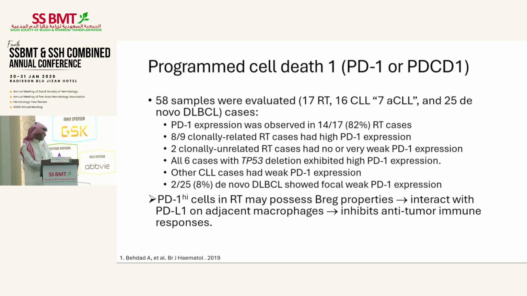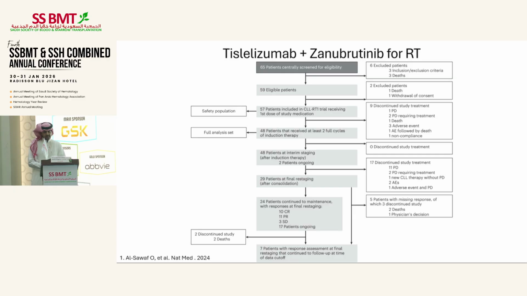So their theory here is that maybe Richter transformation cells behave like B regulatory cells, which do upregulate PD-1, and this is how they can evade anti-tumor immune response by interacting with macrophages that would express the ligand for PD-1. With this, people got excited and they did a study. So this is a study that was sponsored by BeiGene using a PD-1 inhibitor with zanubrutinib.